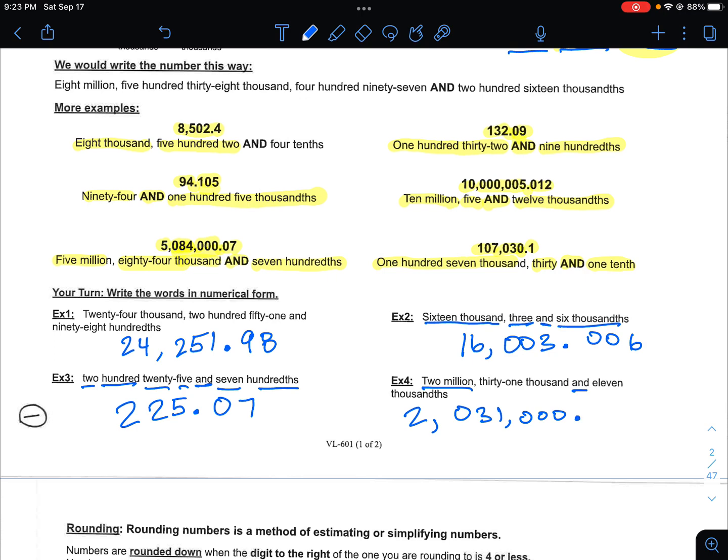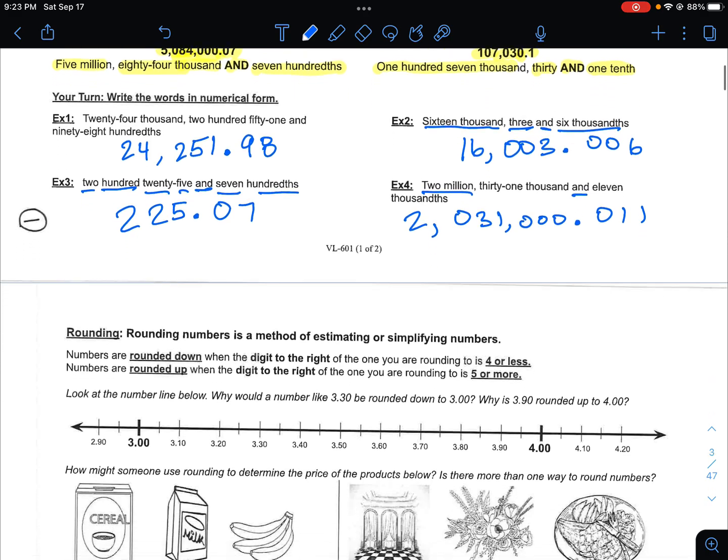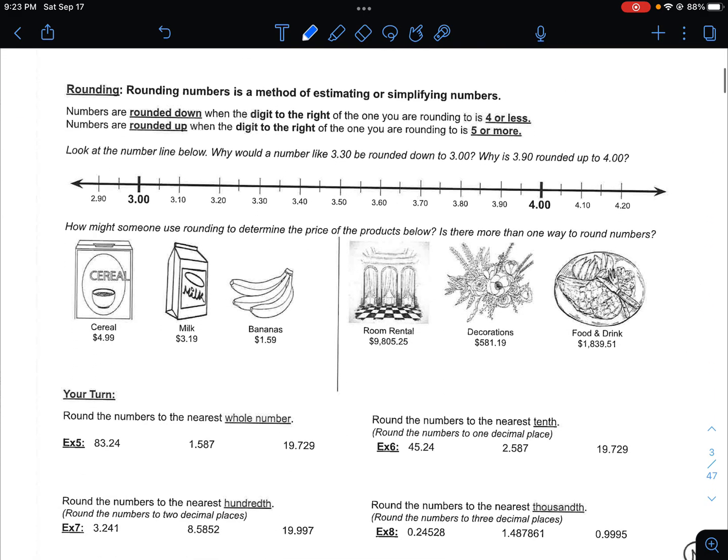And 11 thousandths. Okay, 11 thousandths. Thousandths means 3 decimal places, so we're going to put 11. Put a 0 right there. So there it is. These are our numbers. Let's go to the next page, where we talk about rounding.